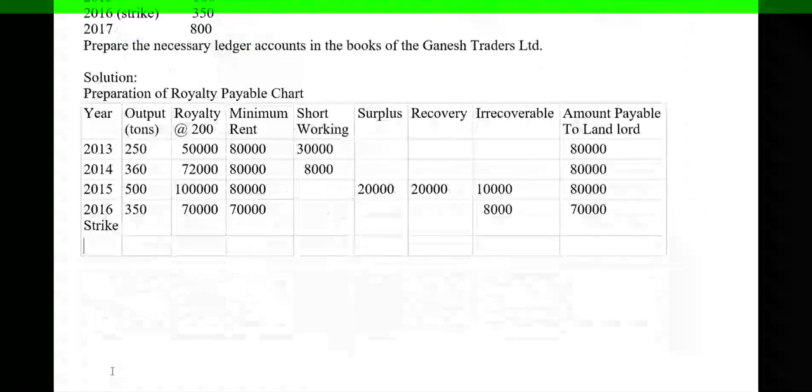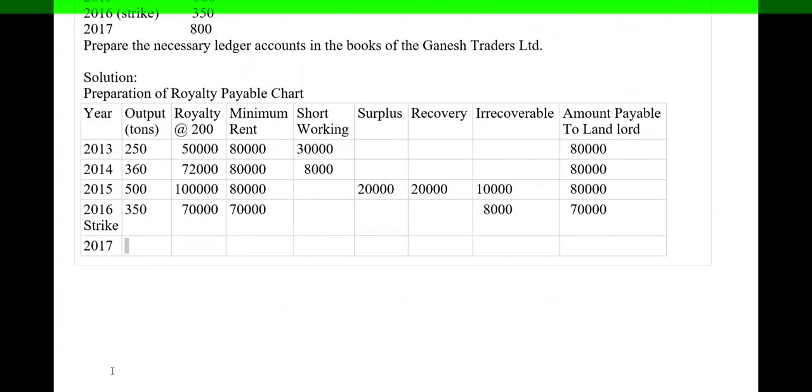Then the next one, 2017. So 800 is output, so 1,60,000 is the royalty, whereas minimum rent is rupees 80,000. So there is a surplus of rupees 80,000 here. Now there is no recovery because the recovery period is over. For 2013 short working, it is over by 2015, whereas 2014 it is over by 2016. So there is no recovery. So amount payable will be rupees 1,60,000.